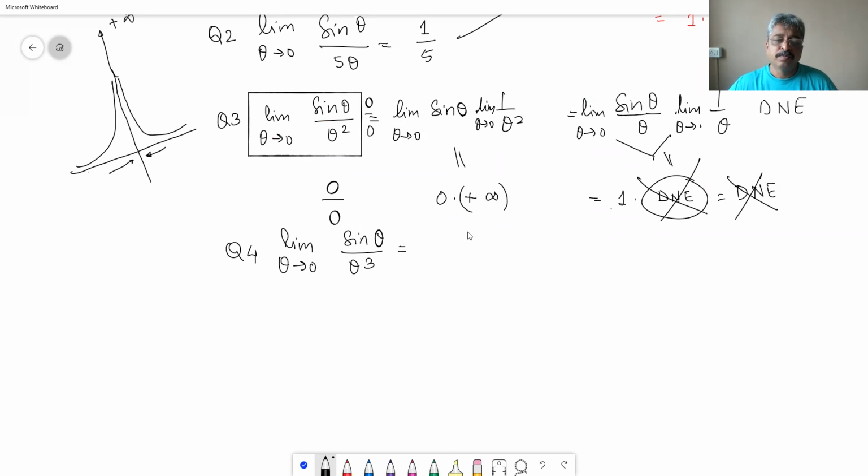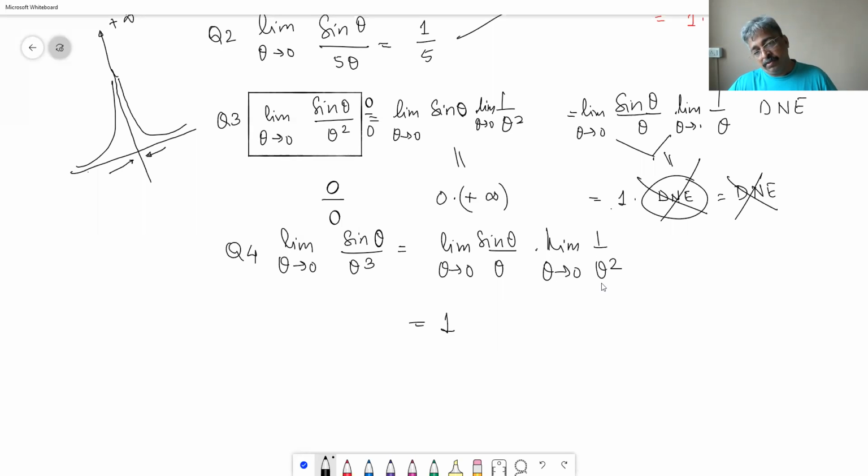Again, the straightforward way of splitting it is limit sine theta upon theta, theta tends to 0, into limit 1 upon theta square, theta tends to 0. Now, this definitely exists and is equal to 1. We need to figure out what we mean by this, but as far as the graph is concerned, it is plus infinity. And plus infinity into 1 is supposed to be plus infinity. I don't know, but yes, we can prove this. And therefore, this limit is plus infinity. Question number 5.